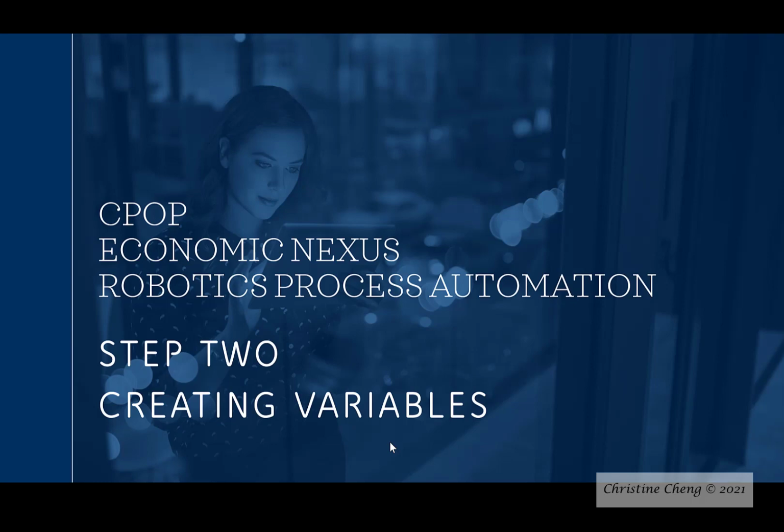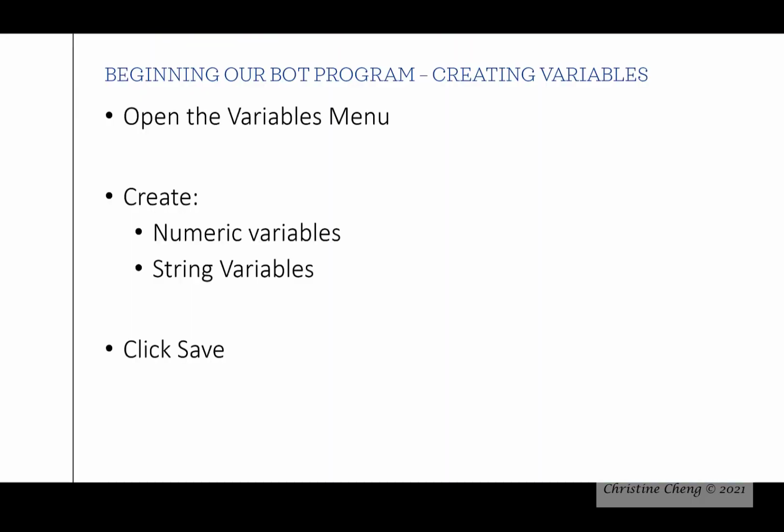In this video, I'm going to show you how to create variables using Automation Anywhere's A2019. We're going to complete the following steps. We're going to open the Variables menu. We will create first numeric variables and then string variables, and then we will click Save.